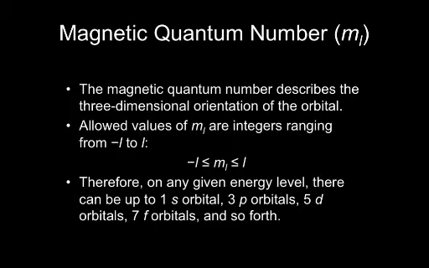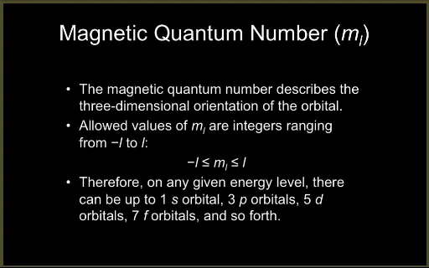If you remember from when we talked about this in Honors Chem, the s orbital had 1 orientation, the p orbital had 3 orientations, the d orbital had 5, and the f orbital had 7. To show that, let's start with L equals 0. If L equals 0, then m sub L is equal to 0 because there's only one orientation.